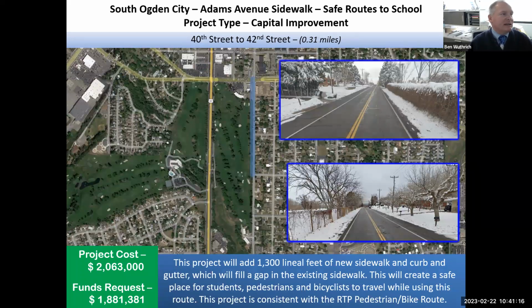The next project is in South Ogden. This is also a Safe Routes to School project on Adams Avenue. This is to construct sidewalk on Adams Avenue between 40th Street and 42nd Street, about a third of a mile in length. Project estimated cost is a little more than $2 million, and the funds being requested is $1.8 plus million.